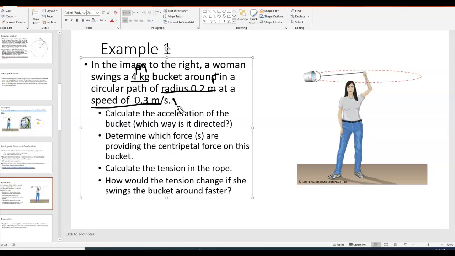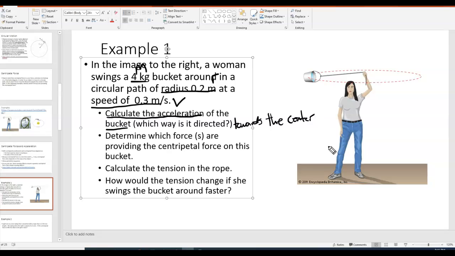Okay, so that's going to be v. Now the first question says calculate the acceleration of the bucket. Which way is it directed? Well, I know which way it's directed. It's directed towards the center.